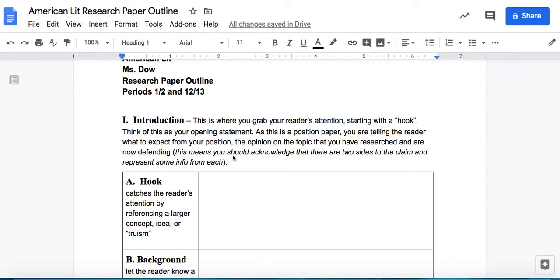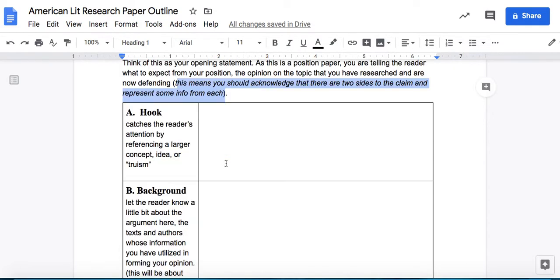As this is a position paper, you are telling the reader what to expect from your position, the opinion on the topic that you have researched, and you are now defending. This means you should acknowledge that there are two sides to the claim and represent some information from each. When you are defending a position, you are only as good as the best argument against you. So you really do want to pick the opposition's best argument and knock that down.